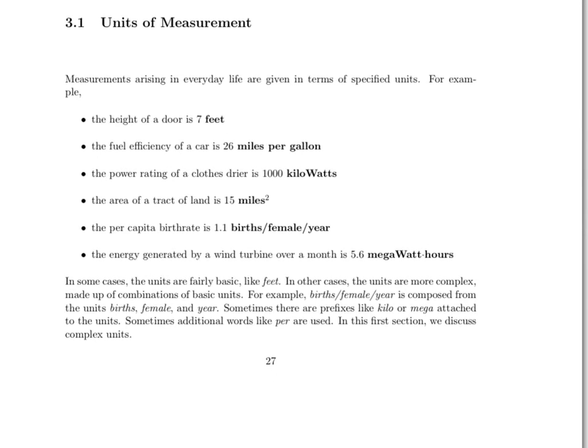In some cases, the units are fairly basic, like feet. In other cases, the units are more complex, made up of combinations of basic units. For example, the units births per female per year is a complex unit, and it's made up of 3 separate units, namely births, females, and years.